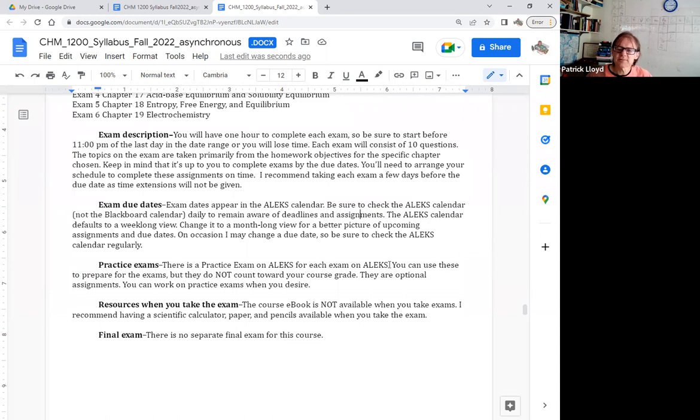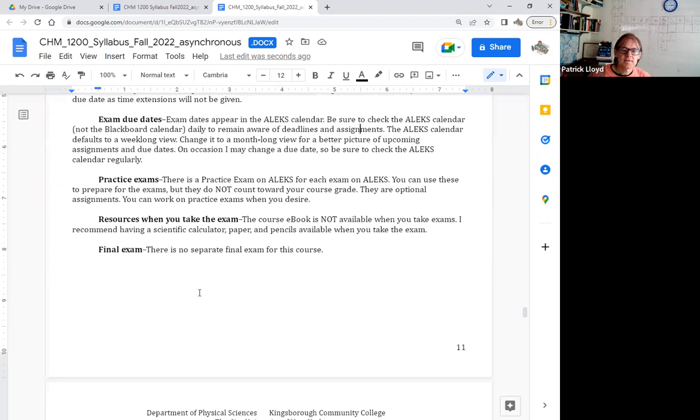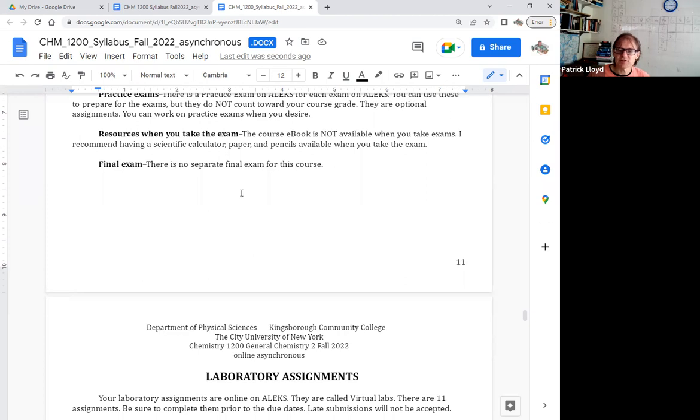There are practice exams for each chapter that you can do before you take the exam to practice. They do not count towards your grade. Okay, it's just for practice. It's optional if you want to do them. The ebook is not available when you're taking the exam, but you do want to have a calculator with you, a pad of paper, and some pencils so that you have everything you need. Okay, there is no separate final exam.